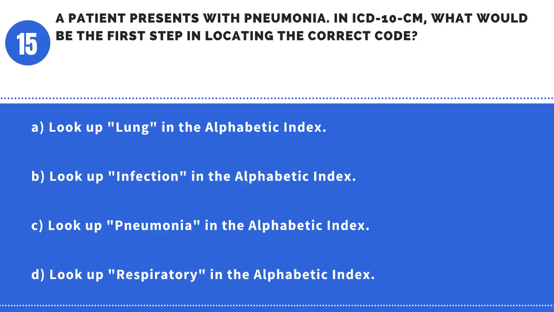Question 15. A patient presents with pneumonia. In ICD, what would be the first step in locating the correct code? A. Look up lung in the alphabetic index. B. Look up infection in the alphabetic index. C. Look up pneumonia in the alphabetic index. D. Look up respiratory in the alphabetic index.